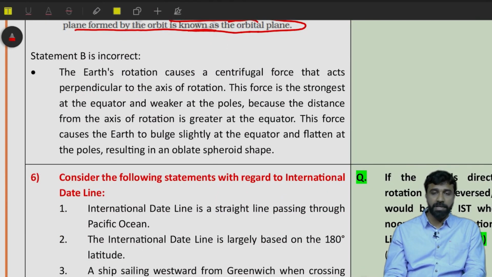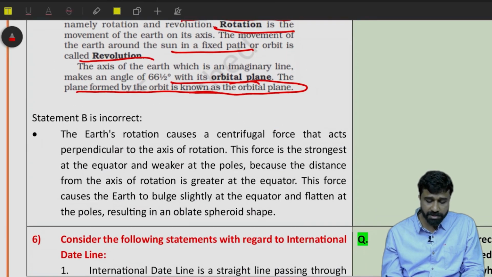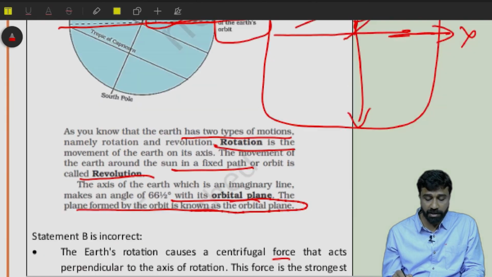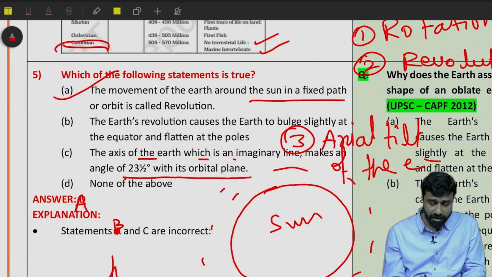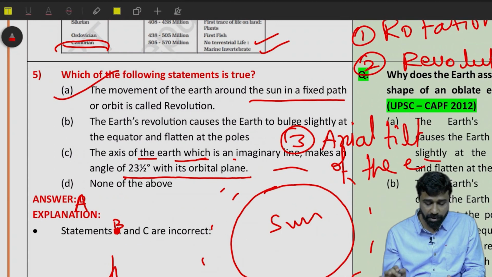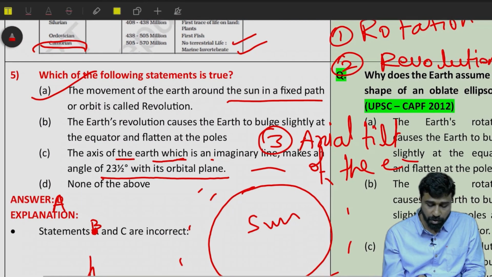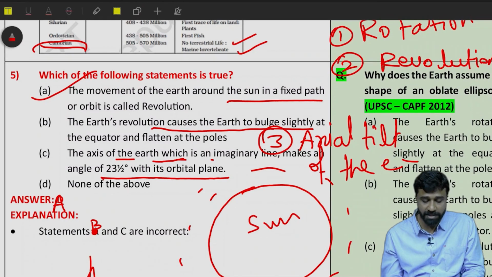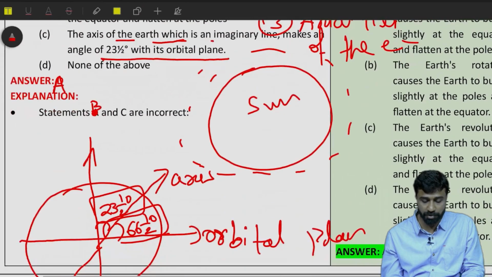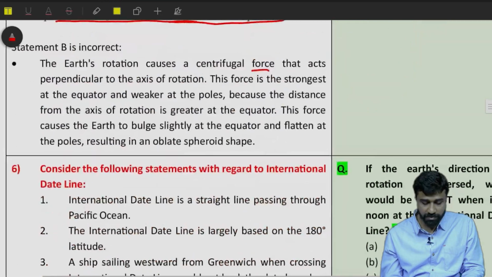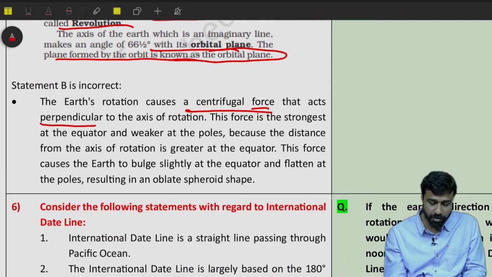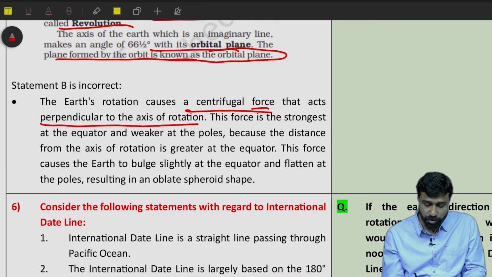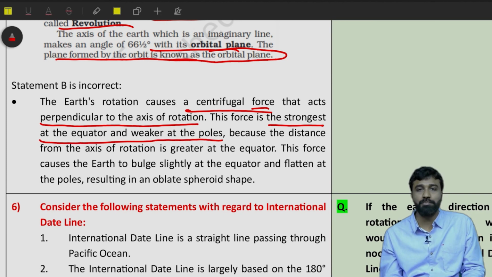Coming to option B, just now we have discussed that rotation is the cause. Every concept is very interesting here. The axis of the Earth is an imaginary line. Earth's rotation actually causes the bulge slightly at the equator and flattening at the poles, not the revolution. What is the reason here? Rotation causes a centrifugal force that acts perpendicular to the axis of rotation, and this force is strongest at the equator and weakest at the poles.